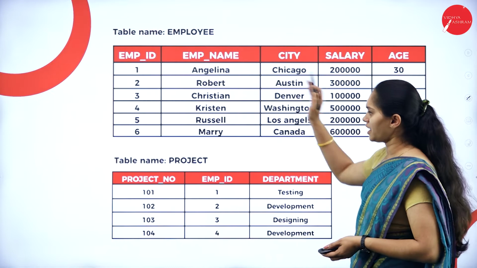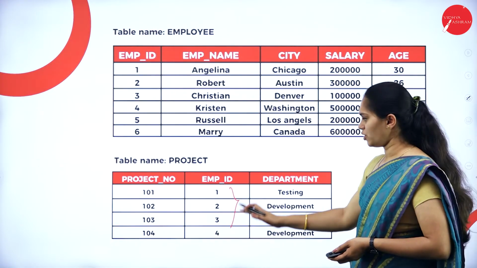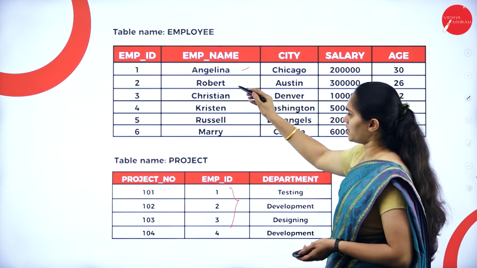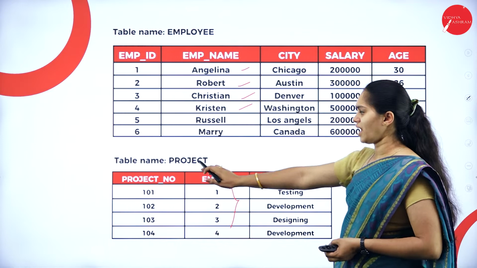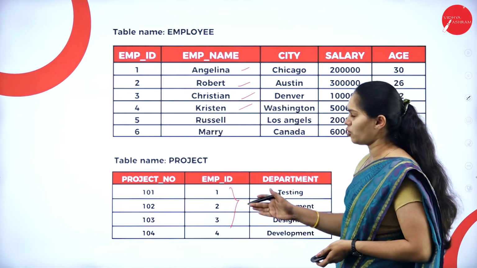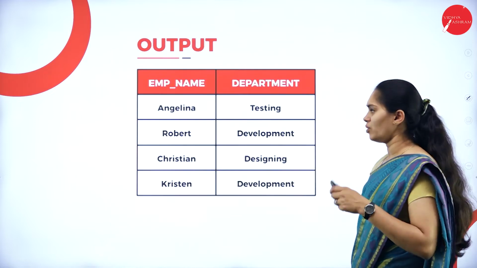So here again we know that we have only 4 values in the right table, 1, 2, 3, 4, and the names are Angelina, Robert, Christian and Kristen. So these are the content that we have in the project, but we don't have a match for Russell and Mary. Then how will the result be?